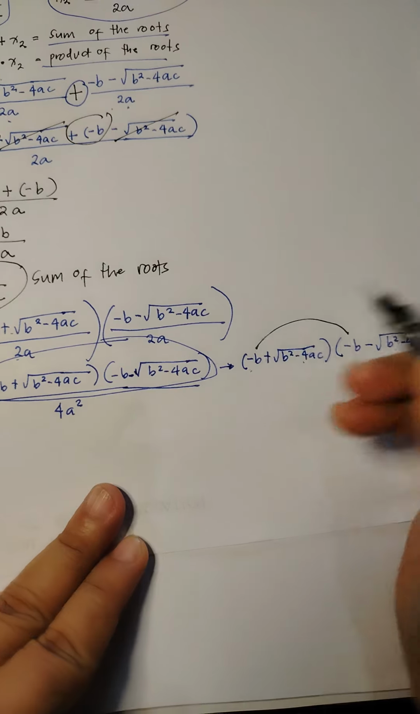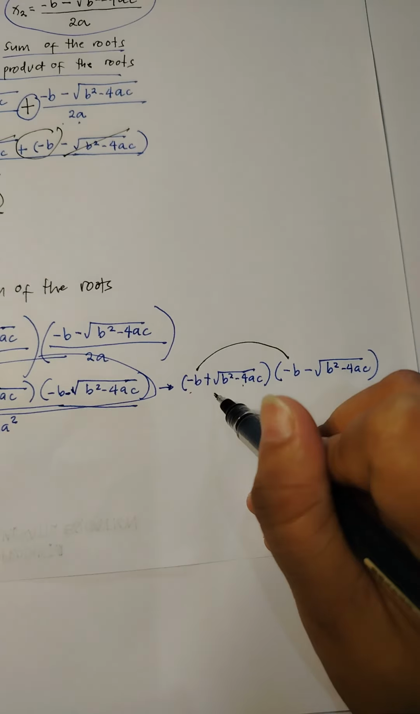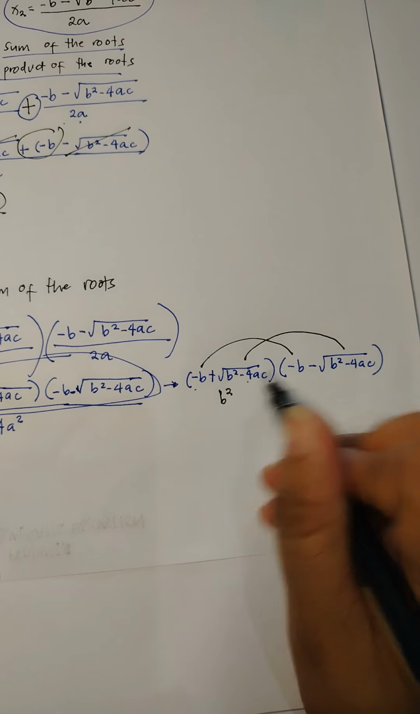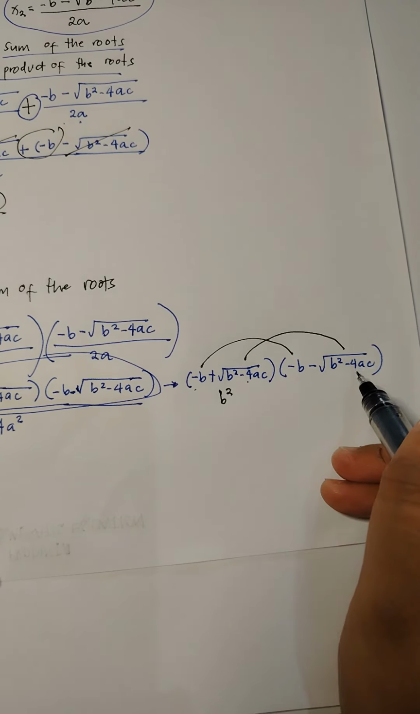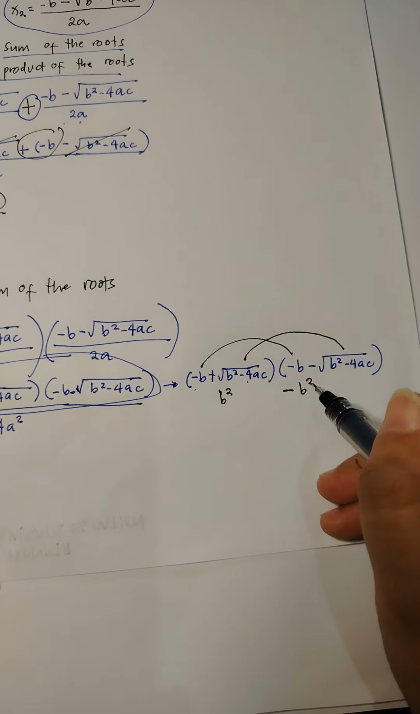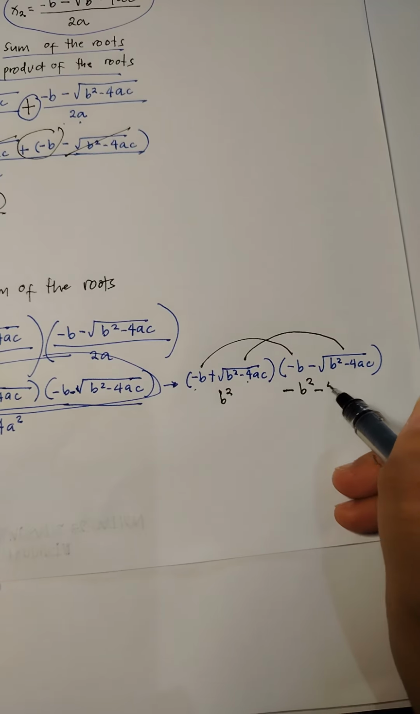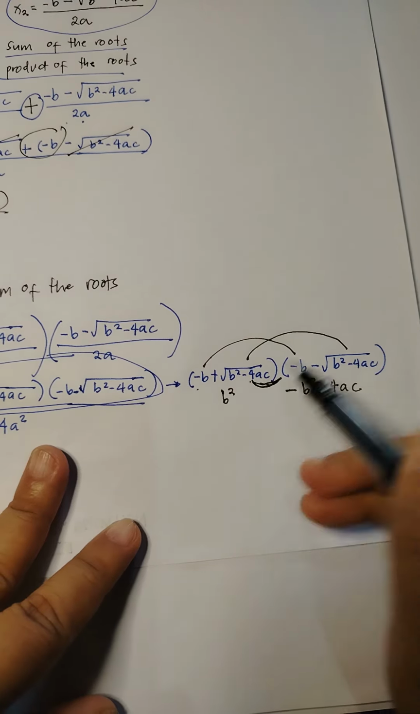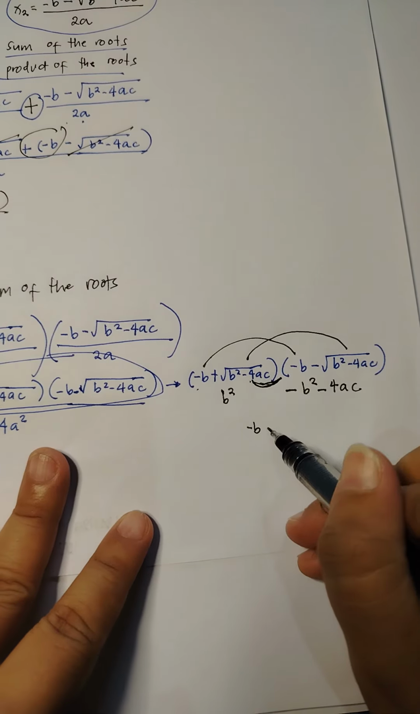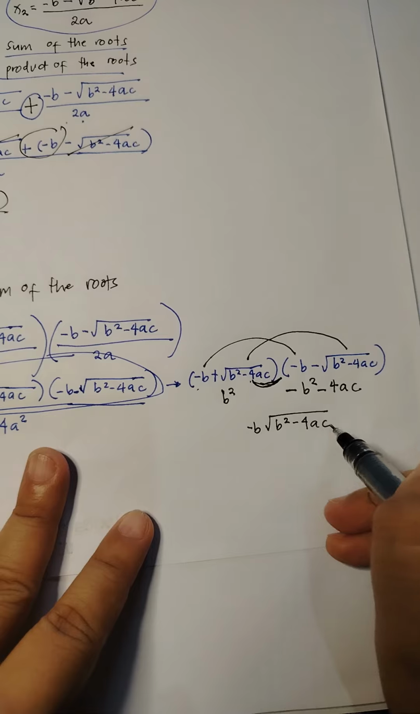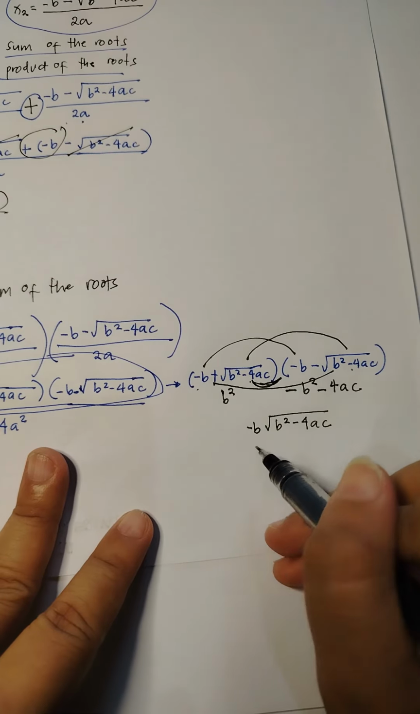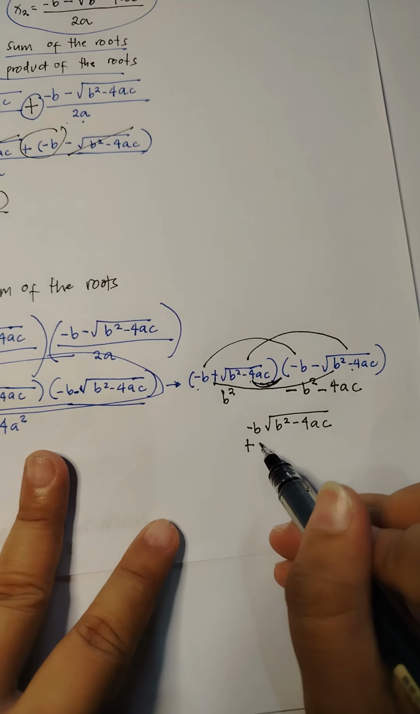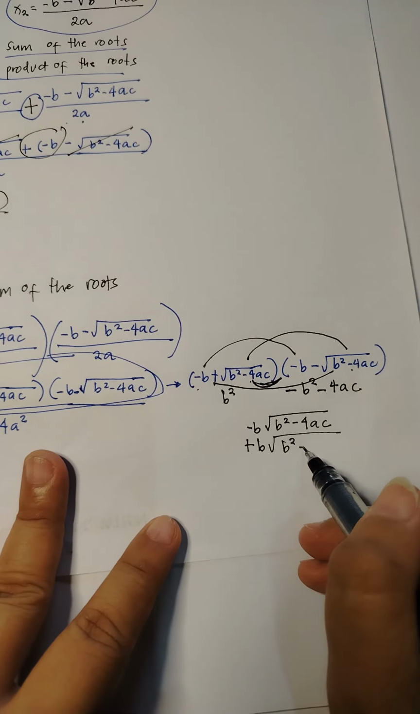So, negative b times negative b gives you positive b squared. Now for the last term, positive square root of b squared minus 4ac times negative square root of b squared minus 4ac, so it will give you negative (b squared minus 4ac). Alright, now how about the middle terms? Negative b times square root of b squared minus 4ac, then the other one, negative b times negative square root of b squared minus 4ac. So this will become positive b square root of b squared minus 4ac.